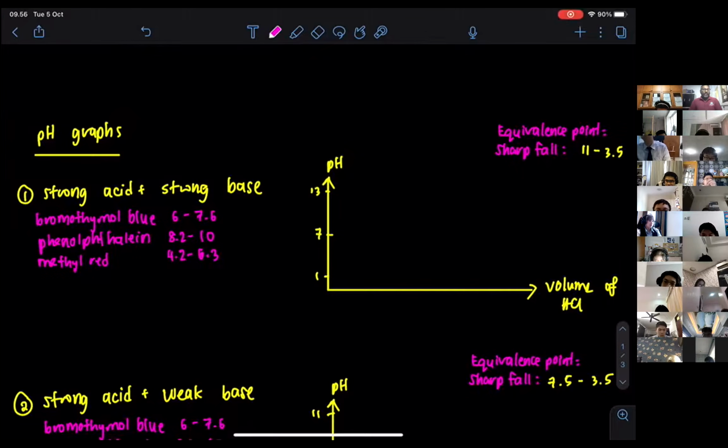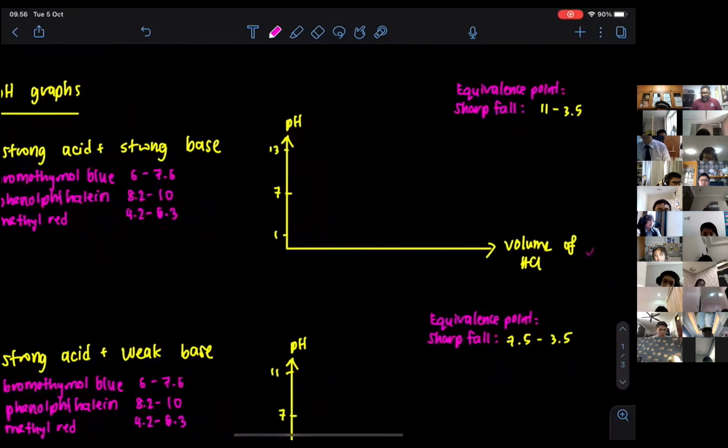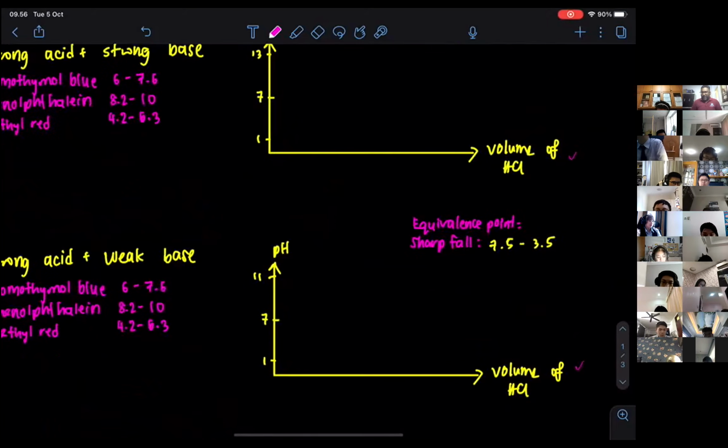In this case, you can see that in this graph in your syllabus, they are measuring the pH of the base, and they keep on adding the HCl. It means, what do we expect? We will expect the pH to start from something higher, and it is going to slowly change into acid.